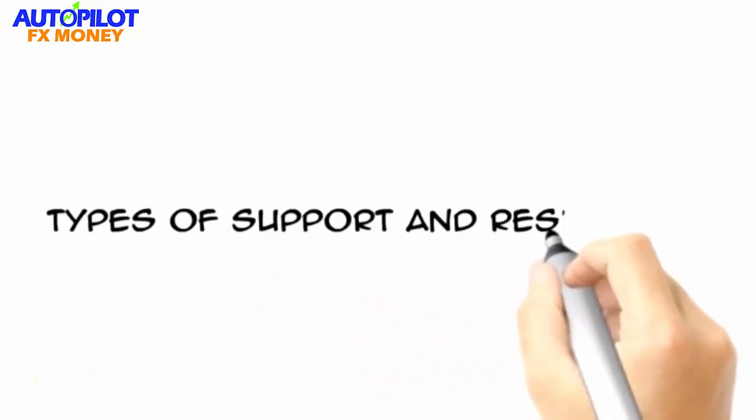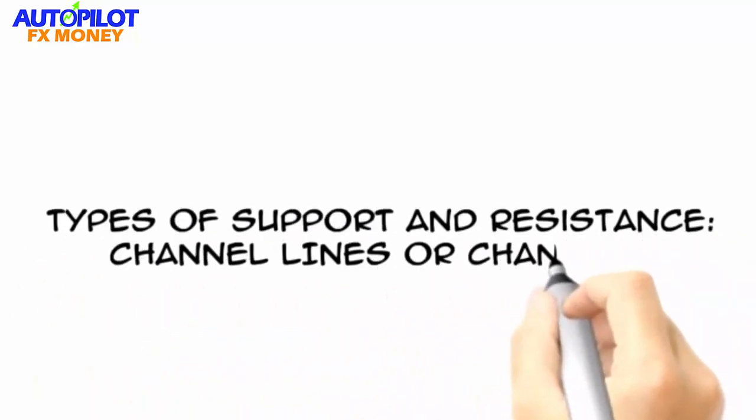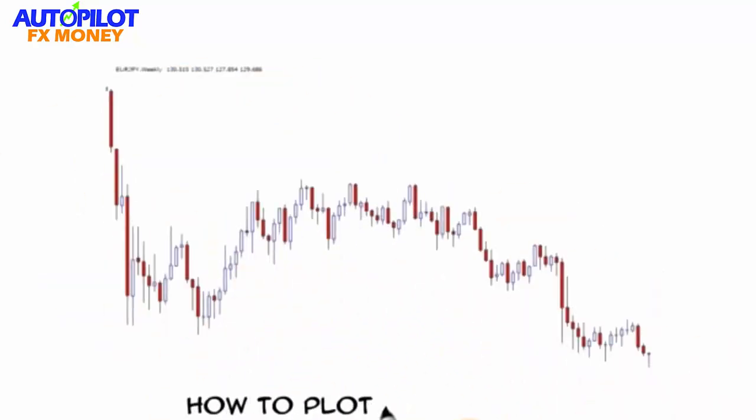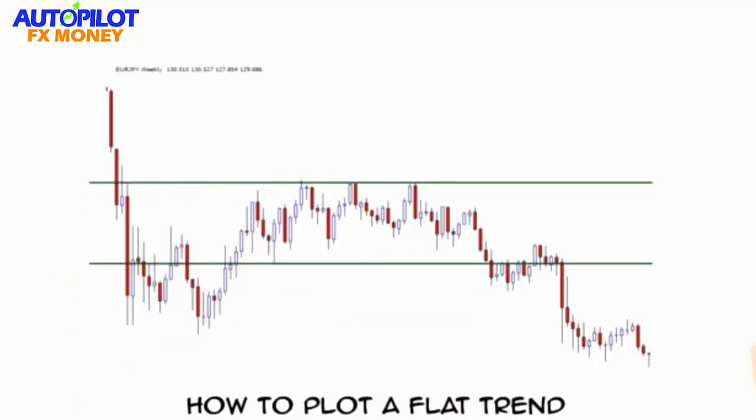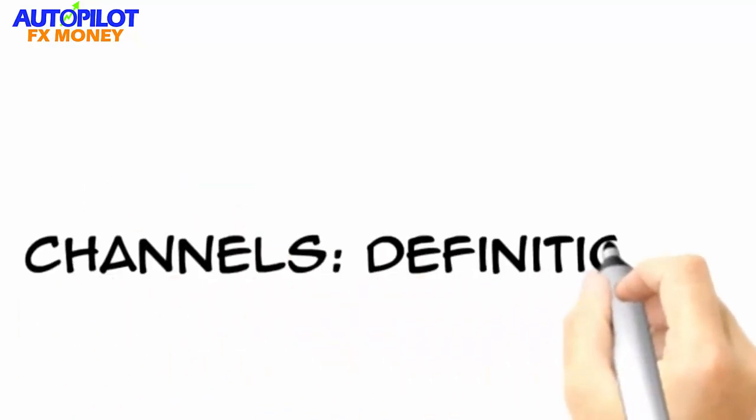Types of support and resistance. Channel lines, or channels. We already saw one example of channels in the previous article when we described how to plot a flat trend. Channels: definitions.